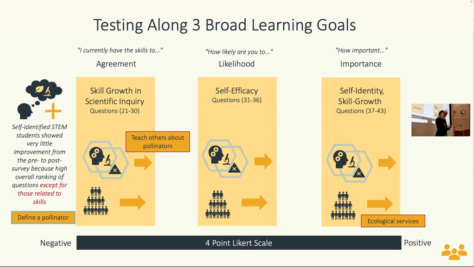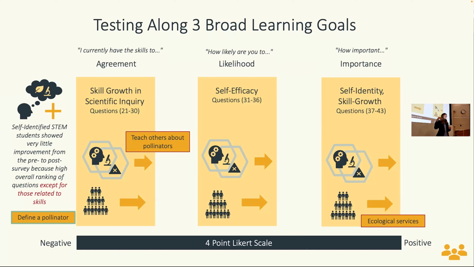And so it was broken down into 3 different sections, one being agreement. So, I currently have the skills to blank. And so we were looking for students to rank themselves as, yes, I strongly agree, I definitely have these skills, or no, I don't have these skills. We used this agreement as a proxy for skill growth in scientific inquiry.